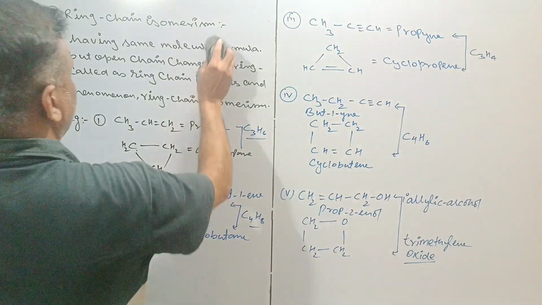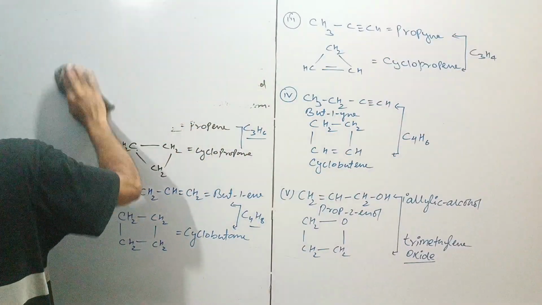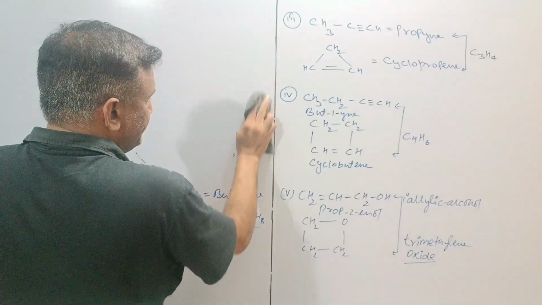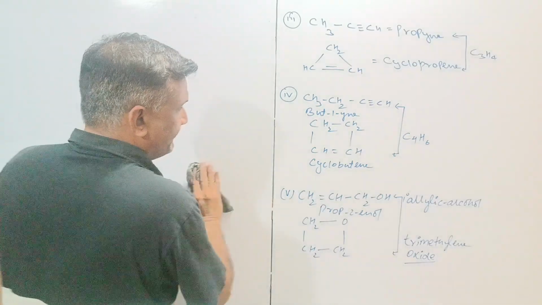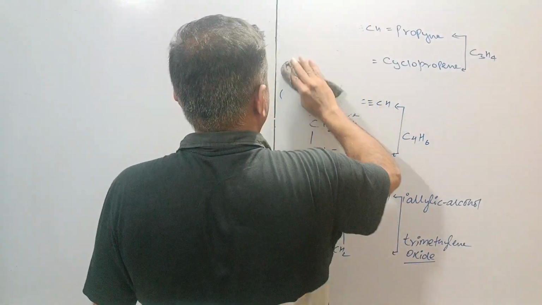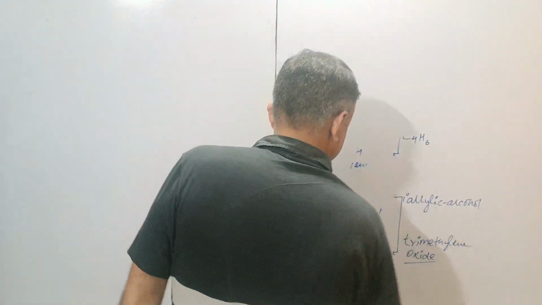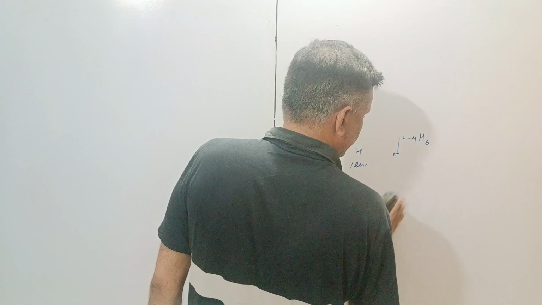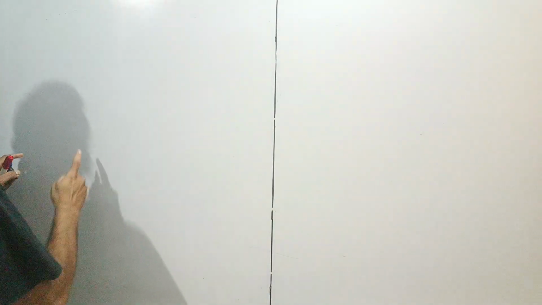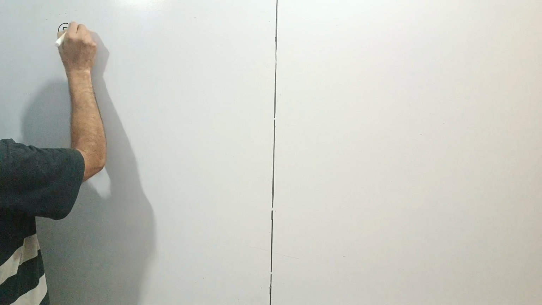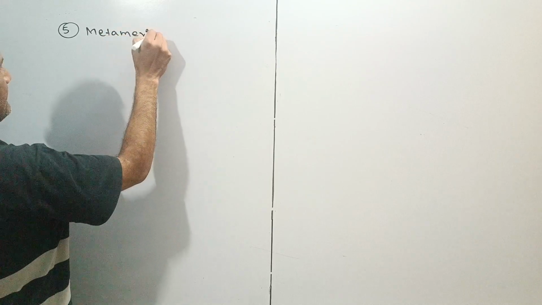Now it is time to discuss the fifth type of isomerism, metamerism or mesomerism. This is the fifth type, metamerism.